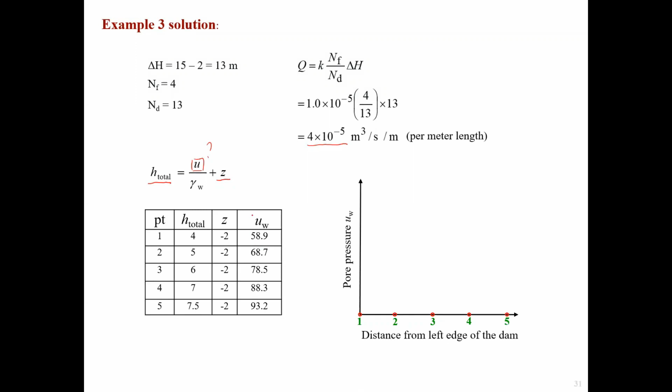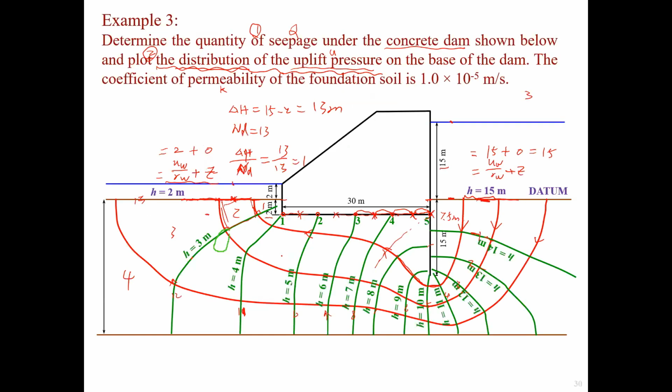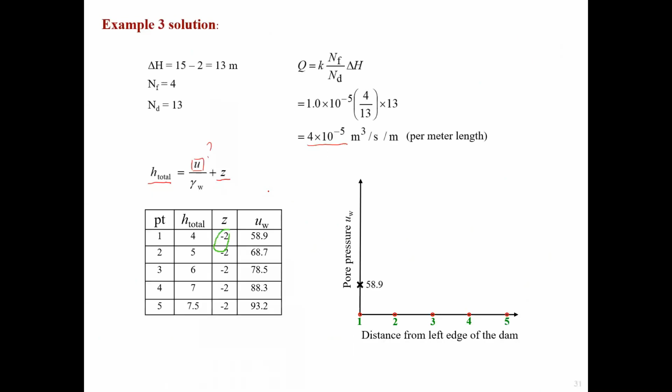So the outcome for Z is -2 for each case. Like I explained previously, the Z is only relative to the datum. So that's -2 for all the cases. We know the H, we know the Z, and gamma W is constant, so we are able to calculate pore water pressure for all 5 points: 1, 2, 3, 4, 5. Now we just put the value on the above point. That's the pore water pressure, or so-called uplift pressure. If we connect those 5 points, that's the so-called pore water uplift pressure distribution.